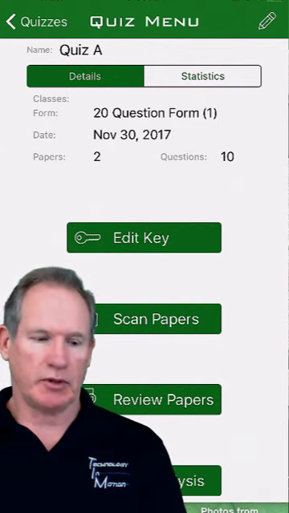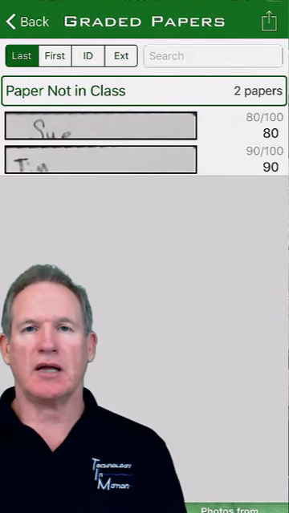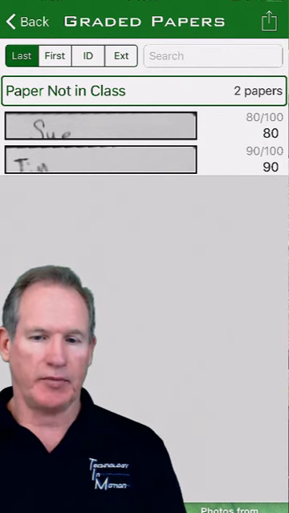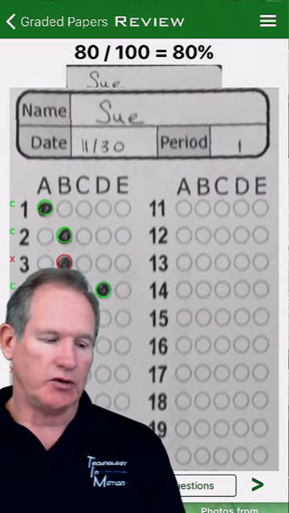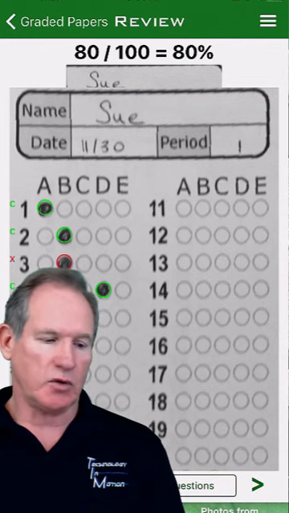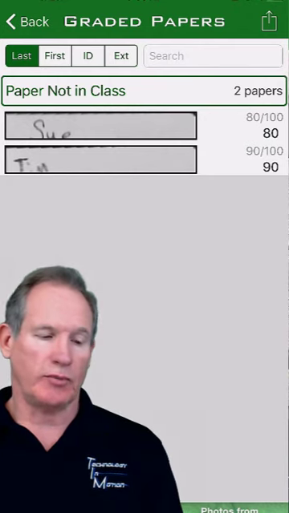Let's review our papers. So I press Review Papers, and you will see a snapshot of each student's paper. I can go in and I can click on each one and review the questions that they got right and the questions that they missed. When I go back, I can also send this as a report.